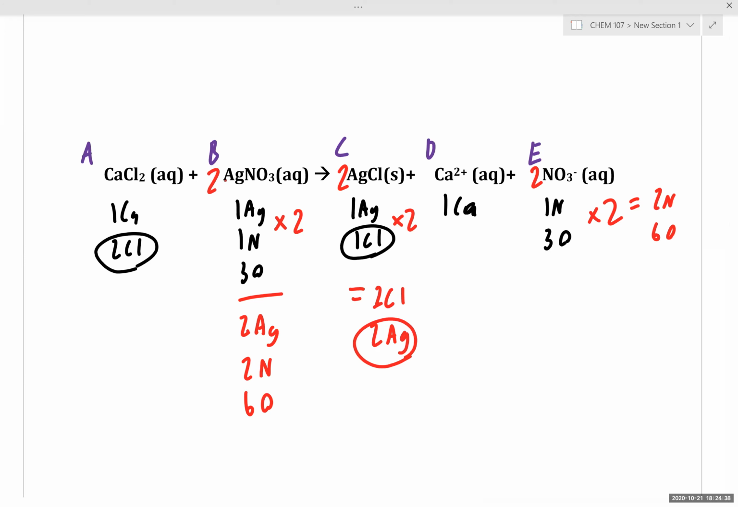Does this idea make sense to everyone? Any questions on this example? Okay.